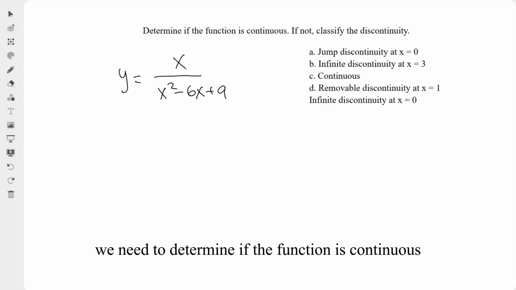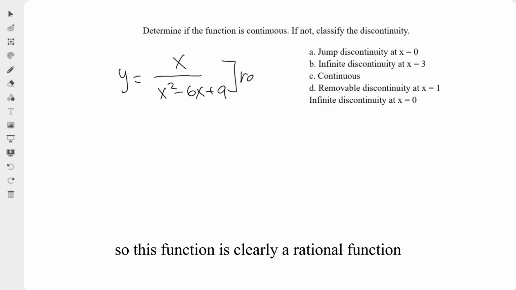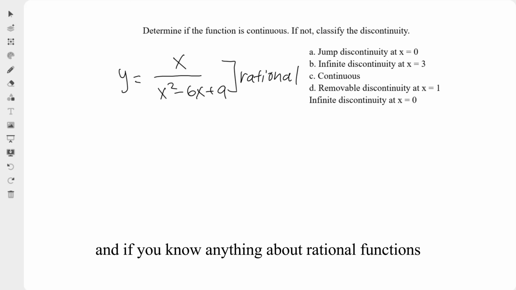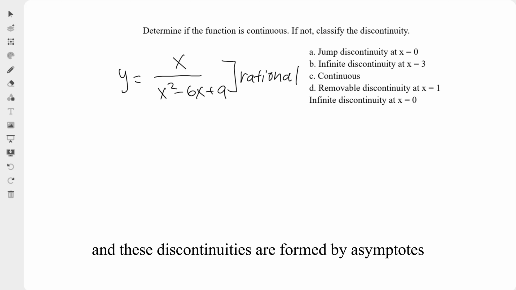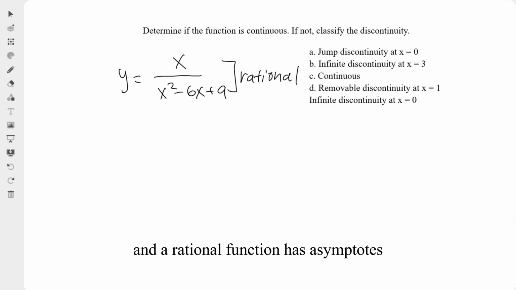In our first question, we need to determine if the function is continuous. So this function is clearly a rational function. And if you know anything about rational functions, the type of discontinuity normally associated with these functions is an infinite discontinuity. These discontinuities are formed by asymptotes, and a rational function has asymptotes, a vertical and a horizontal one. So that makes sense, so make sure you keep that in mind when we're solving this question. So let's go ahead and find the asymptotes for this question.